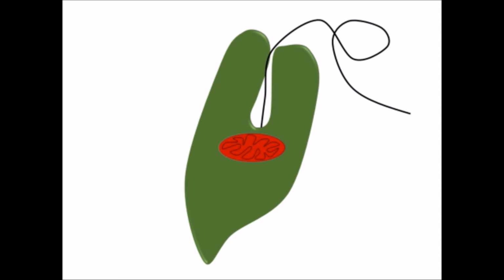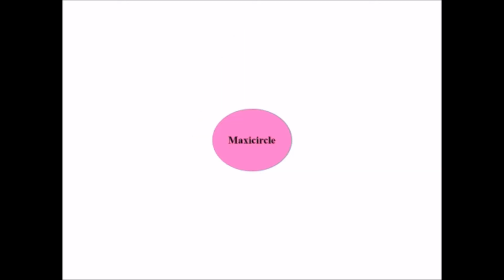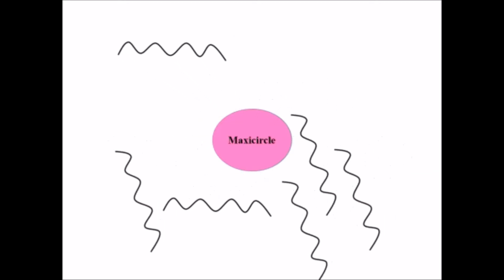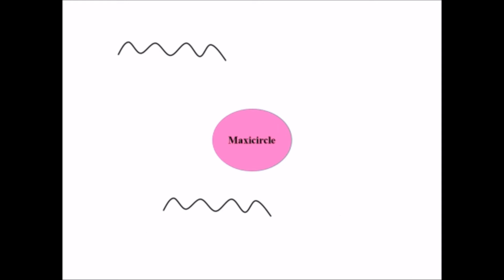So I have told you that maxi circles encode for the genomic proteins. But what happens? Most of the RNAs which get transcribed from maxi circles are not translated into protein. This is because of frame shifting, and this frame shifting is overcome with the help of guide RNA by insertion or deletion of the uridine.